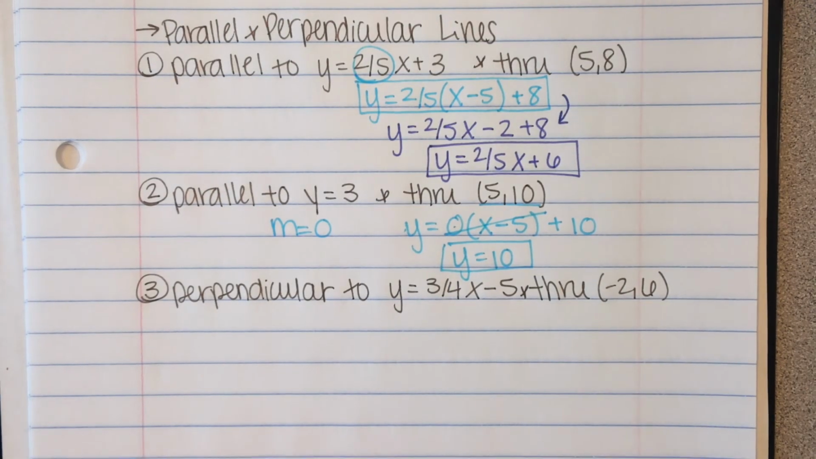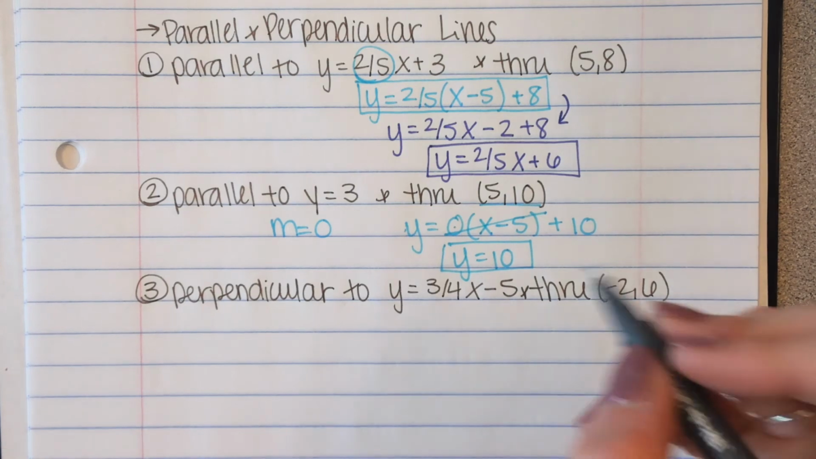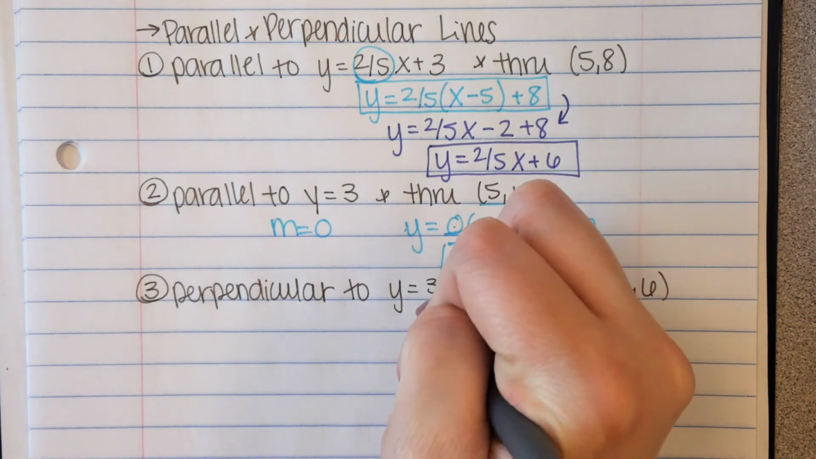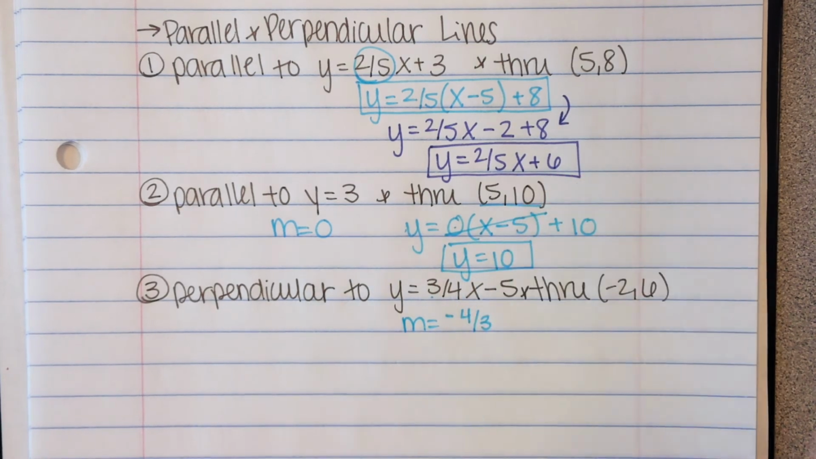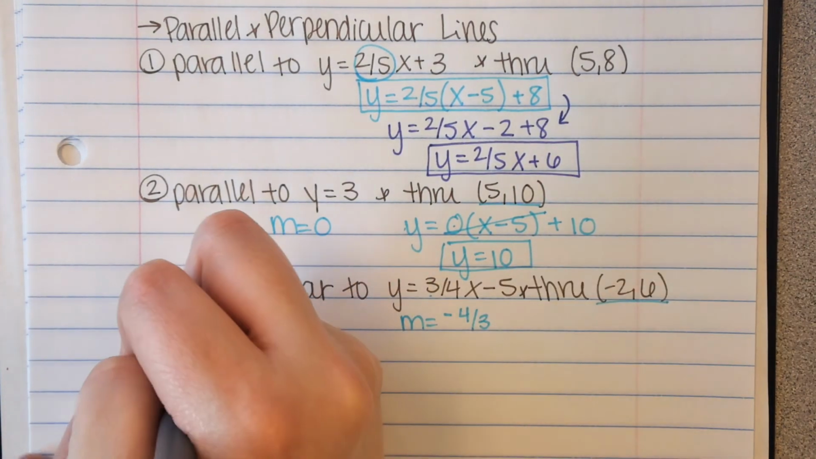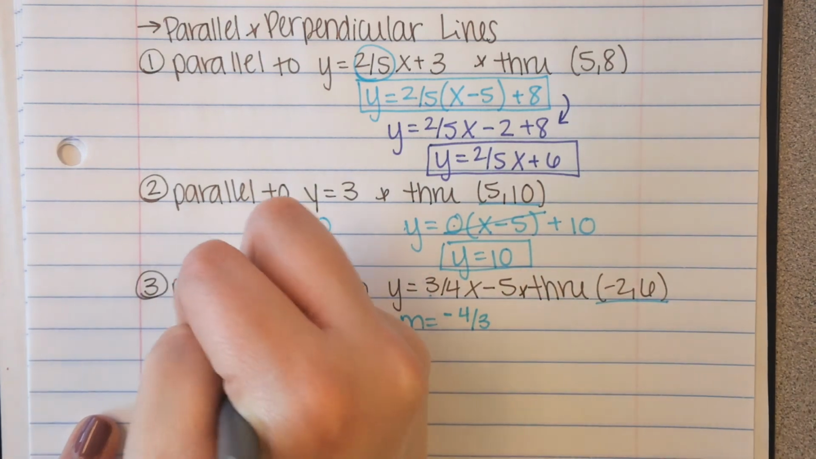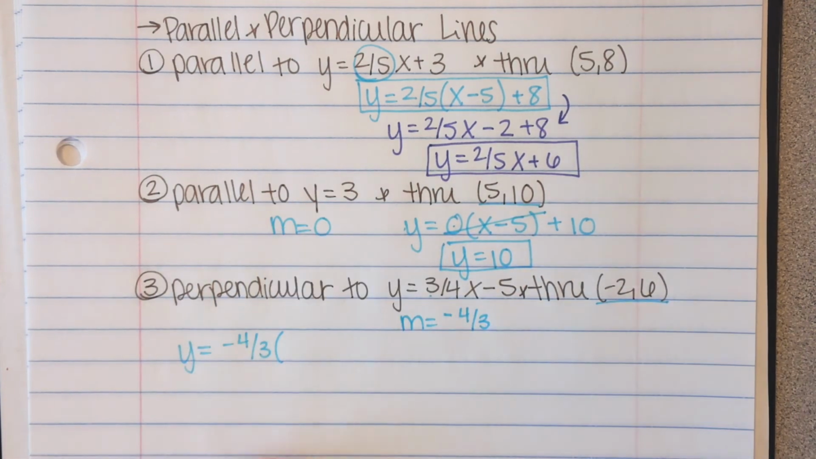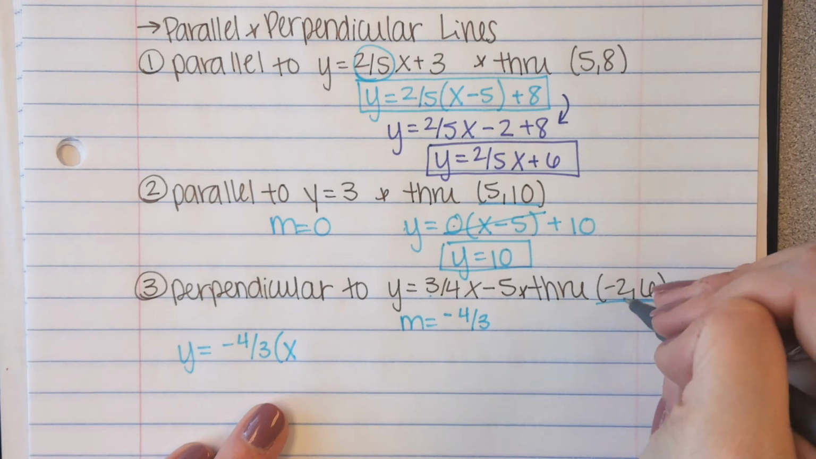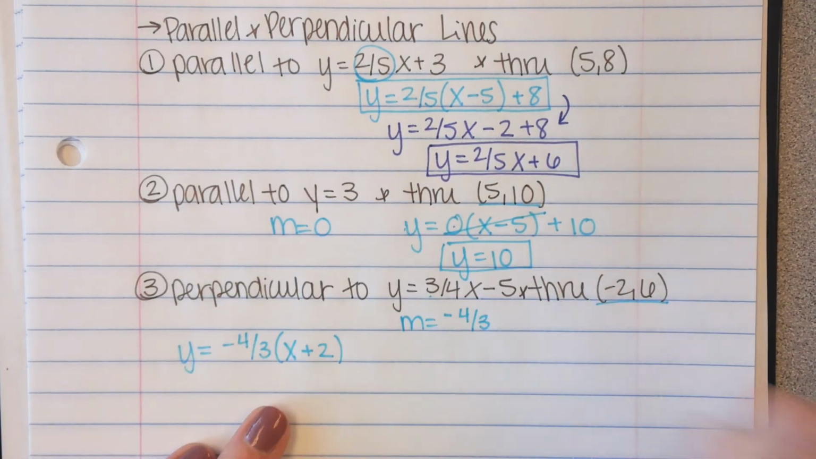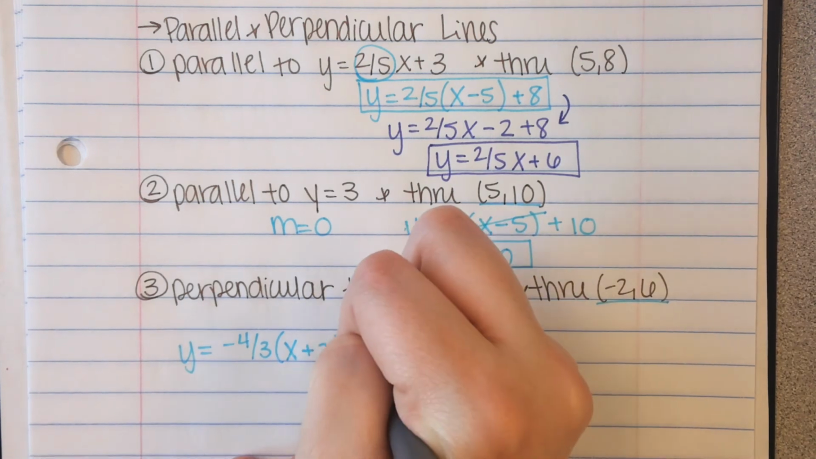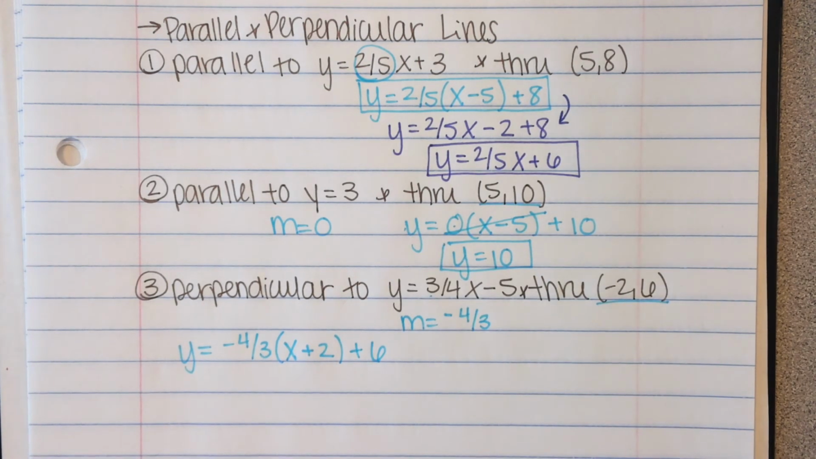Okay, here's another one, except this time we're going to do perpendicular. So perpendicular means we need opposite reciprocal slopes. So instead of 3/4, we're going to have -4/3. All right, we've got our point. So y equals -4/3 times x minus the x value, so it's the opposite of -2, which is +2, and then add your y value out on the end.